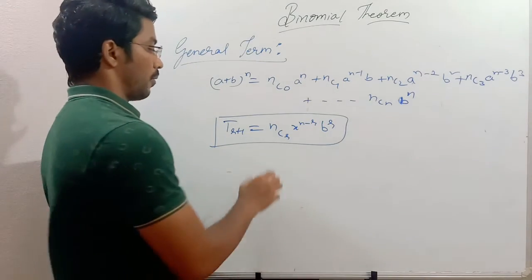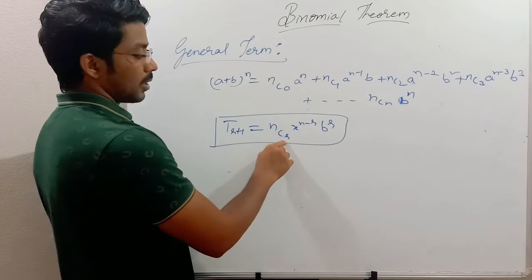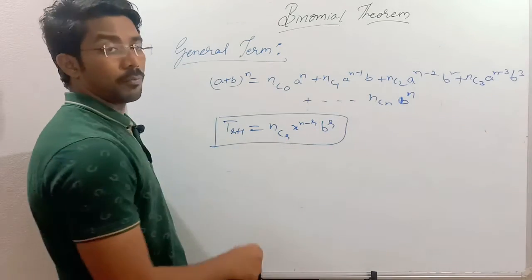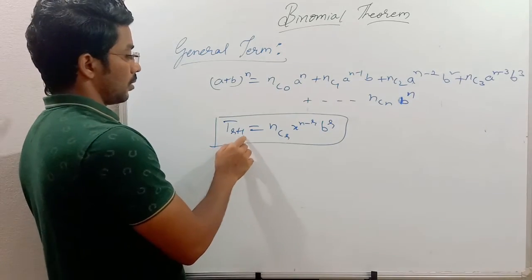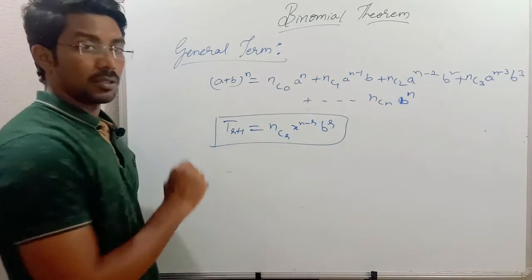In this formula, if you observe, the term in the r place has the power of b, and the power of b will be 1 less than the r + 1 term.